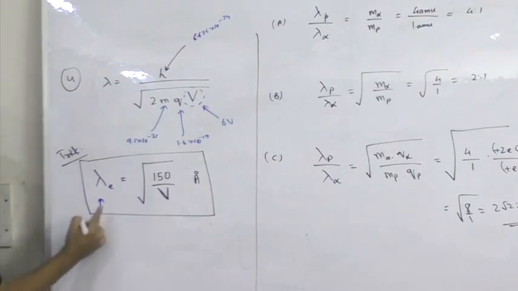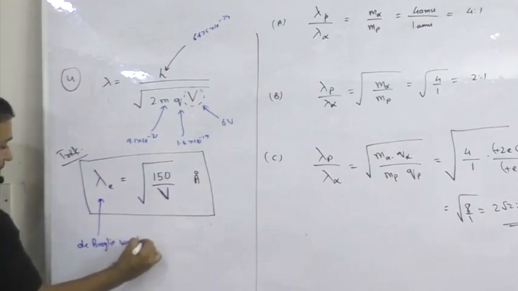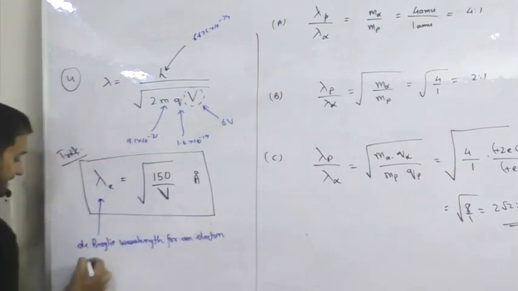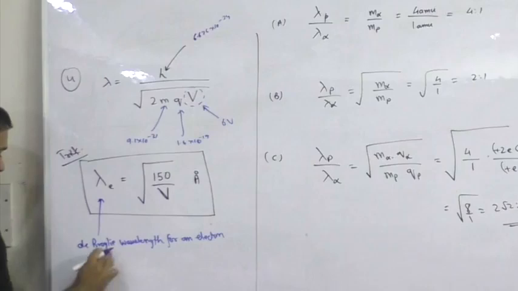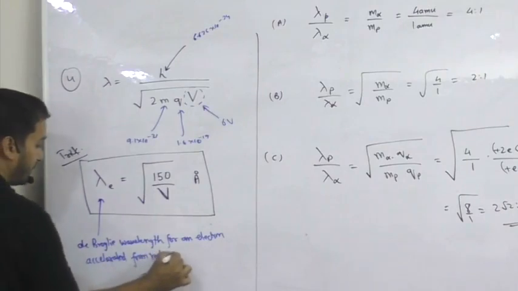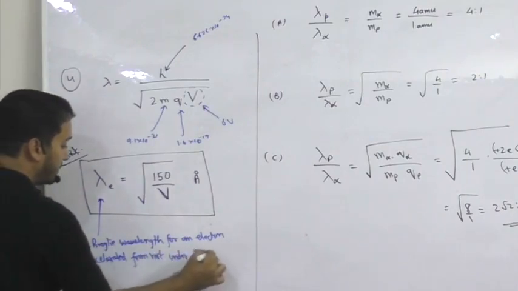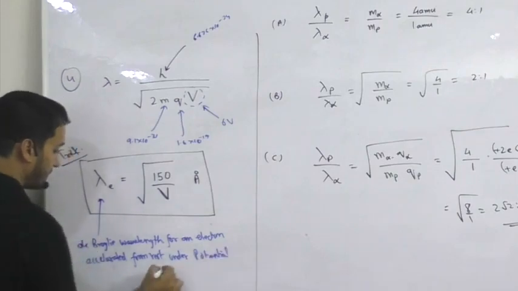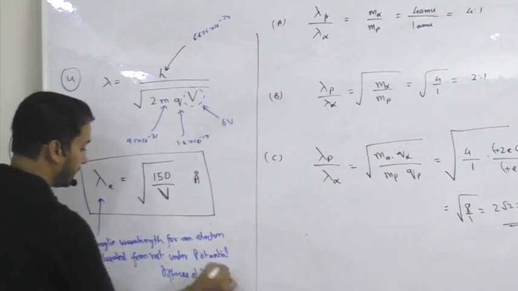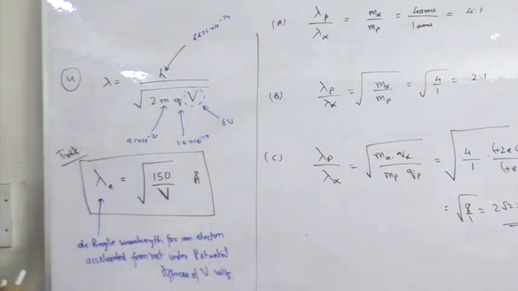So this is the de Broglie wavelength for an electron accelerated from rest under a potential difference of V volts. V is over here, and this formula gives you directly the wavelength in Armstrongs. Okay? This formula directly gives you wavelength in Armstrongs, right?